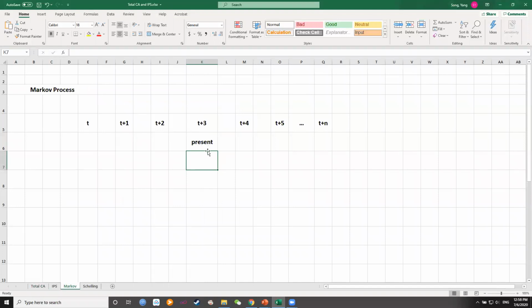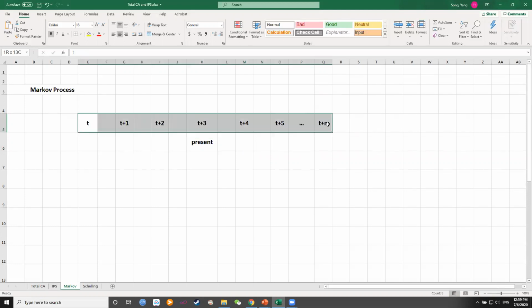A Markov process means that at a specific time, the state of a cell is only decided by its state at t-1. For example, t+1, t+2, t+3, t+4, t+5 until t+n. This is a timeline. And let's define that now we're at t+3. This is the present.